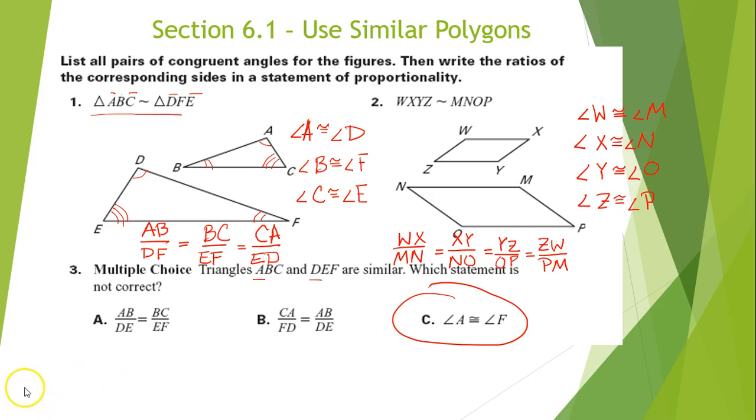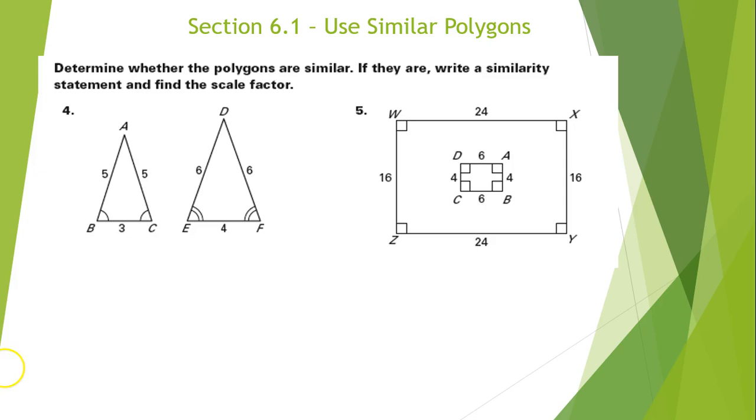Okay, so let's look at our next problem. On this one, you'll see something like these problems in your book. It says determine whether the polygons are similar. If they are, write a similarity statement and find the scale factor. Something that we have not talked about is the scale factor, and I will show you in one of the problems here how to find the scale factor.